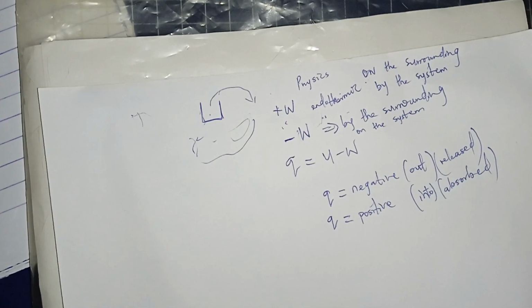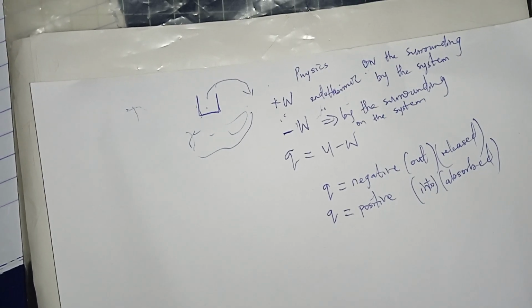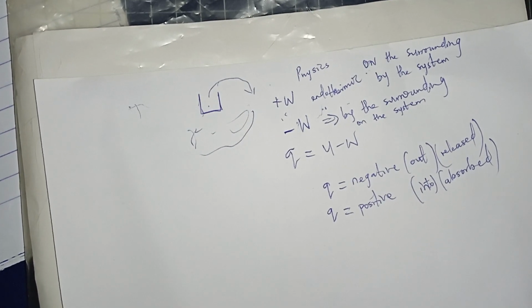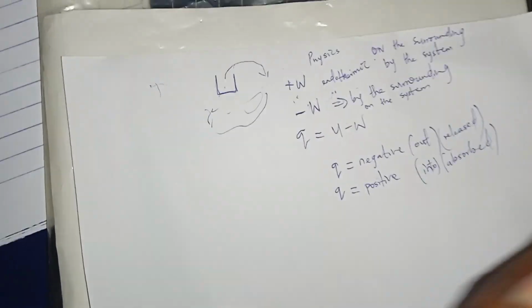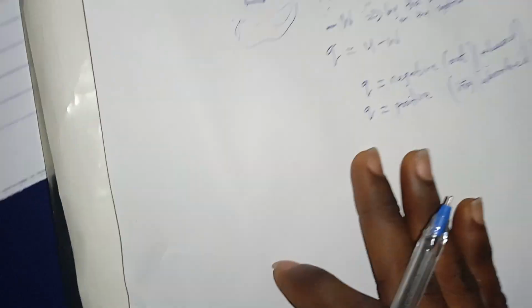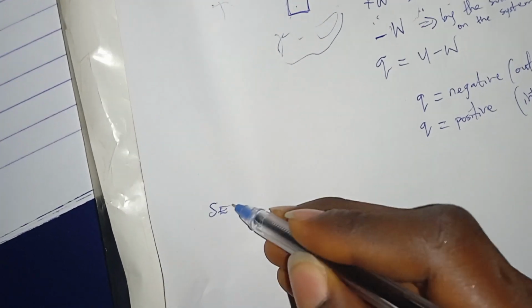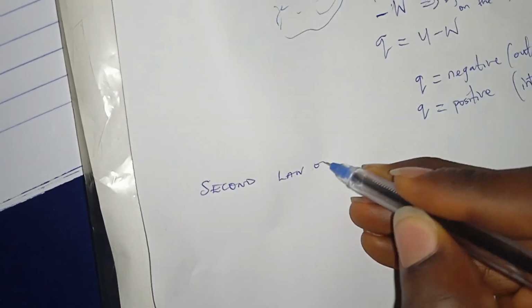So the only thing you need to notice is that when it's being done on the surrounding, that means it's being done by the system. And when it's being done on the system, that means it's being done by the surrounding. Alright, so with that said, let's move to the second one, what we call the second law of thermodynamics.